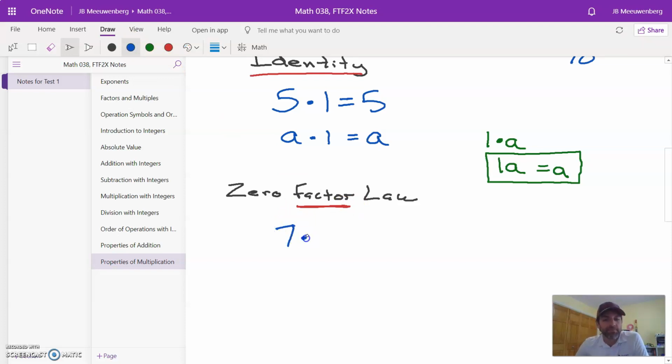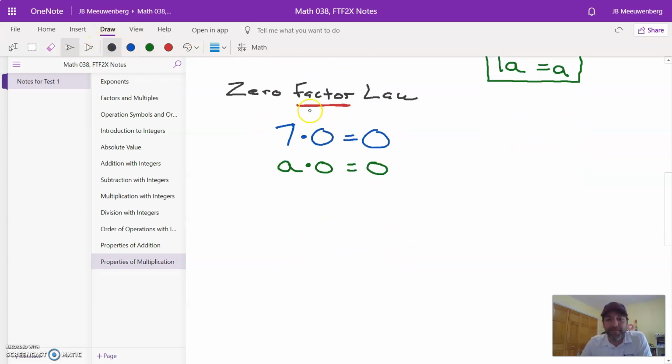Let's say we have 7 and we multiply it by 0. 7 times 0 is equal to 0. That's the zero factor law. The zero factor law states that any number, a, times 0 is equal to 0. When 0 is a factor, something that can be multiplied, the product will be 0, right? So this is the product. If you have a product that is 0, what that means is one of your factors must have been 0.